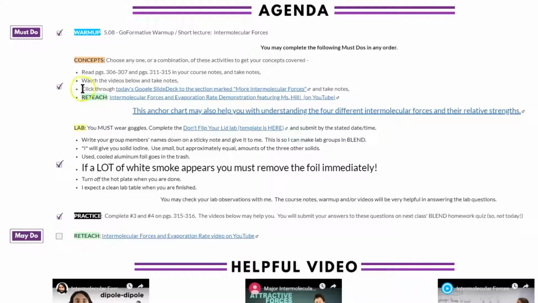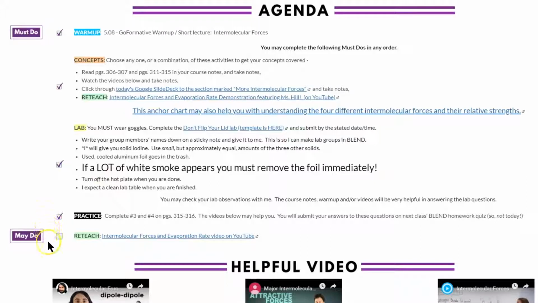All the information was also available on that day's slide deck, and I provided a video that I had created with another teacher that offered a demonstration of several chemicals experiencing this phenomenon of intermolecular forces. And then down here in this next section of the must-do, I described the lab, a link to the lab directions itself and a template, and then some safety reminders. Their last must-do here was to complete some practice problems.